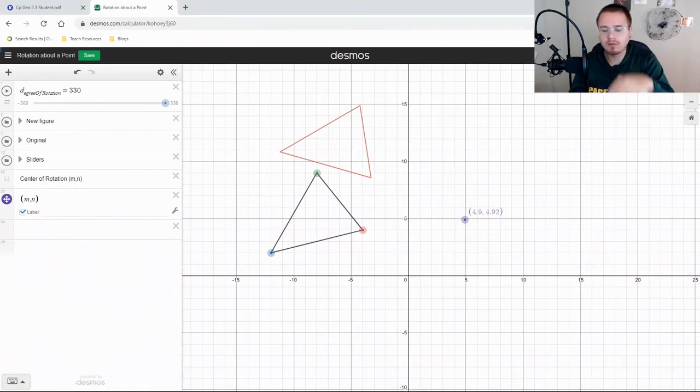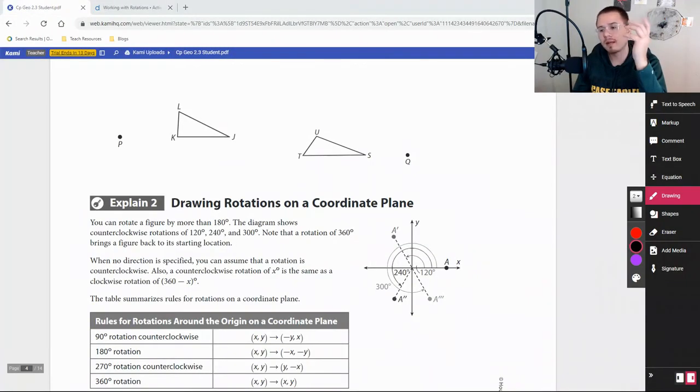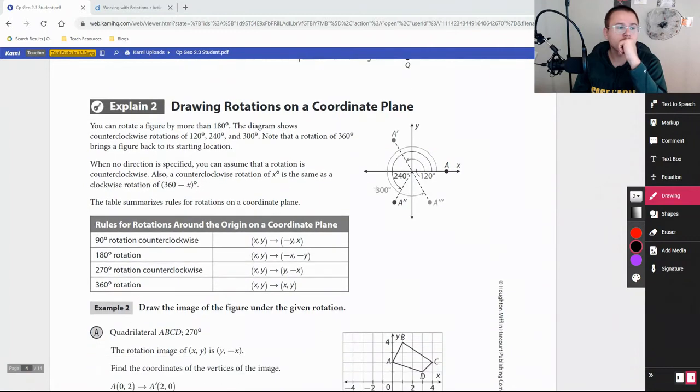let me pause real quick. So I decided that we'll do that in class, and then maybe I'll record the activity and post it separately. So let's just go to explain two. We have the topic of drawing rotations on a coordinate plane.